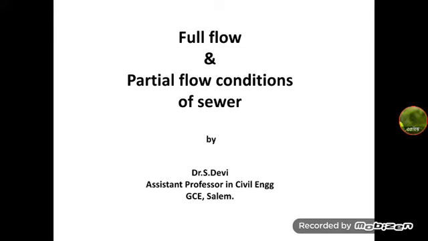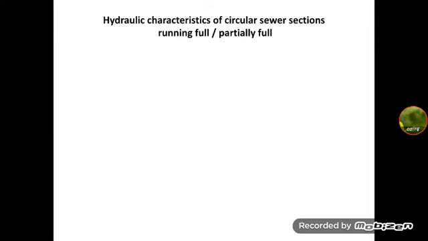Now we are going to discuss the hydraulic characteristics of the sewer sections when running full and partially full. The majorly used sections are circular sections. Circular sewers may sometimes run full or may run partially full. When they run full, their hydraulic properties are as given below. That is, hydraulic properties are nothing but the area, wetted perimeter, hydraulic mean depth, and discharge.